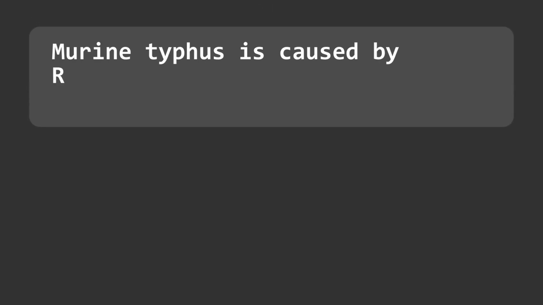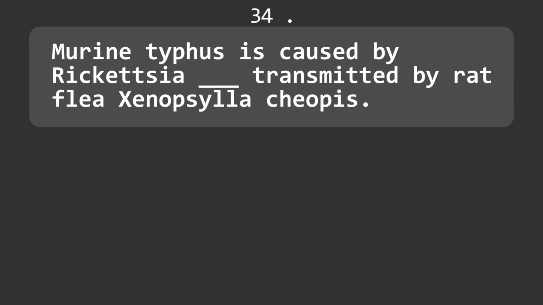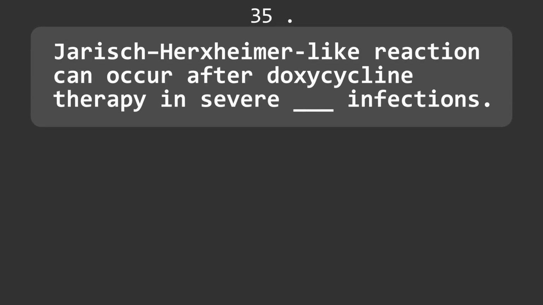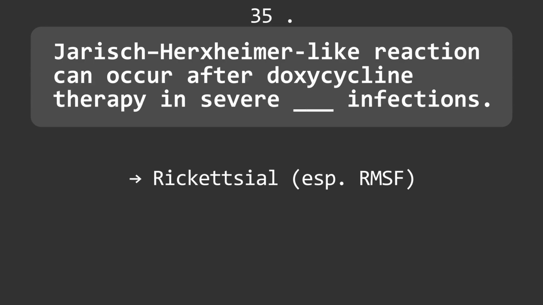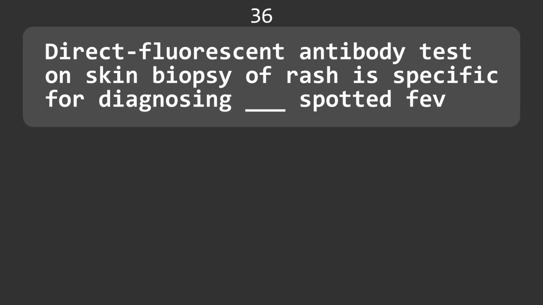Murine typhus is caused by Rickettsia typhi, transmitted by the rat flea Xenopsylla cheopis. Jarisch-Herxheimer-like reaction can occur after doxycycline therapy in severe rickettsial infections, especially RMSF. Direct fluorescent antibody test on skin biopsy of rash is specific for diagnosing Rocky Mountain spotted fever.